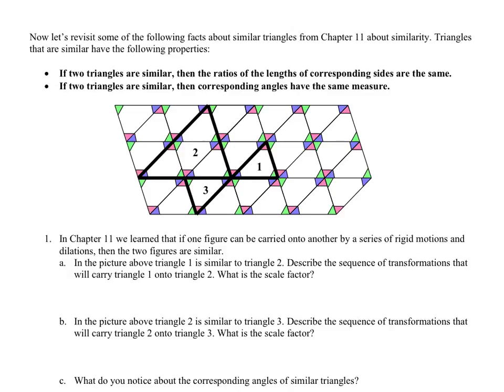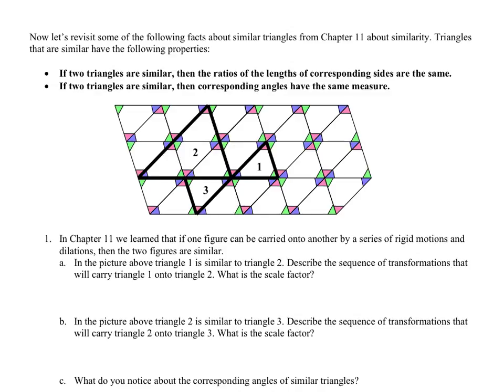In chapter 11, we learned that if one figure can be carried onto another by a series of rigid motions and dilations, then the two figures are similar. In the picture above, triangle 1 is similar to triangle 2. Describe the sequence of transformations that will carry triangle 1 onto triangle 2. And what is the scale factor?